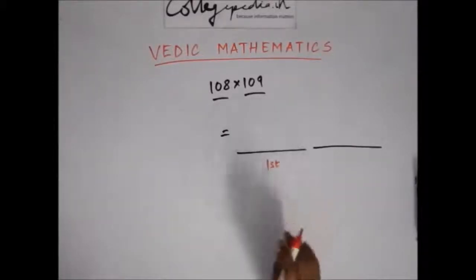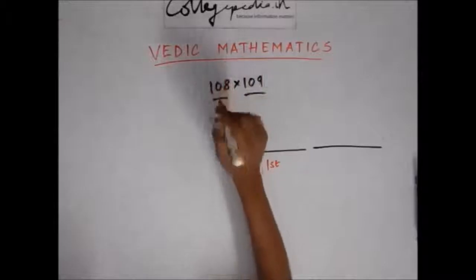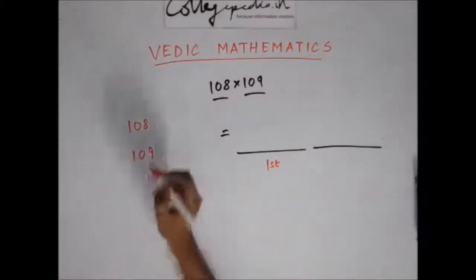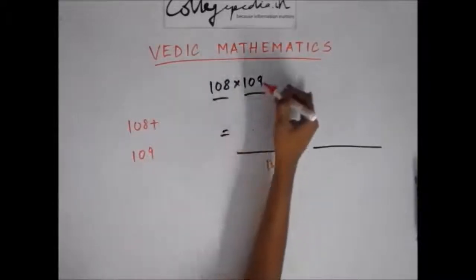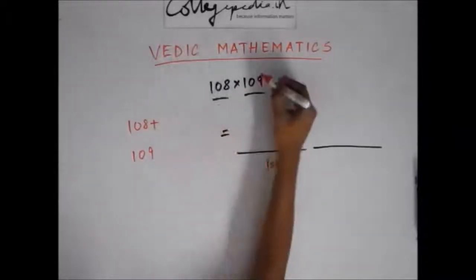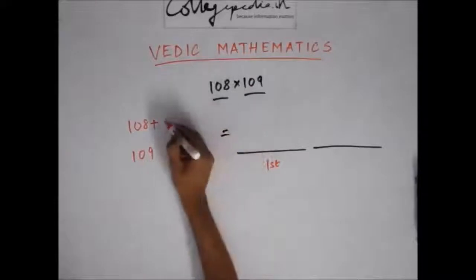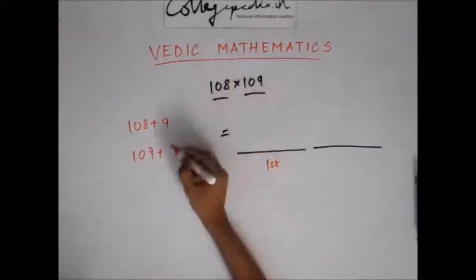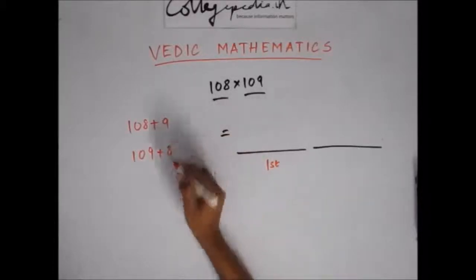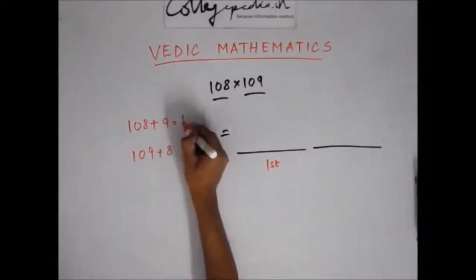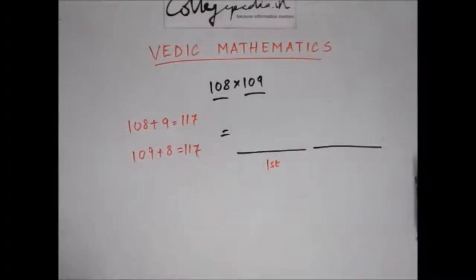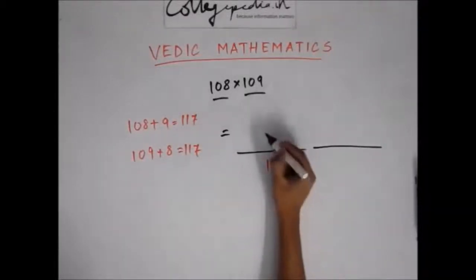what you need to do is take any number. You can take either 108 or you can take 109. And then add the last digit of the other number. So the other number is 109 in the first case, so I'll add 9. For the second case, the other number is 108, so I'll add the last digit of 108, so this. So this is 117, this is also 117. So this is my first part, so my first part is 117.